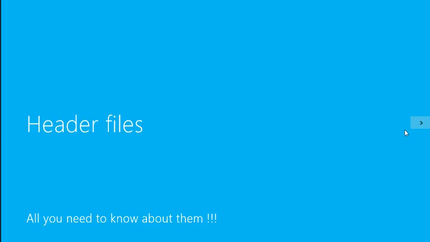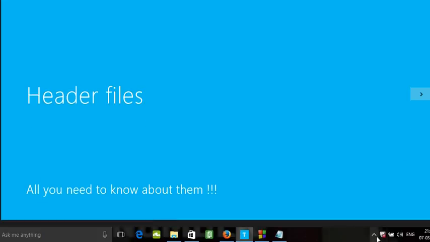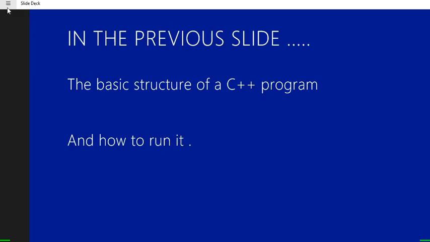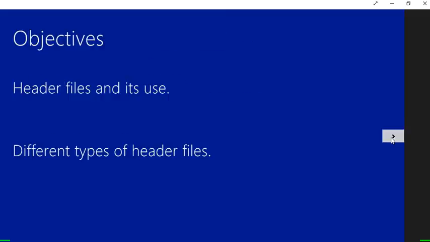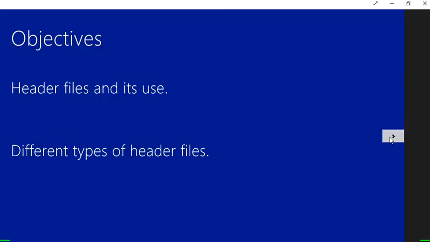In the previous lecture, we had talked about the basic pattern or basic structure of a C++ program. In this lecture, we will talk about what header files are and all you need to know about them. As I had previously mentioned, in the previous lecture, we had learned about the basic structure of a C++ program and how to run it. Here we will learn about what header files are, what their uses are, and different types of header files.